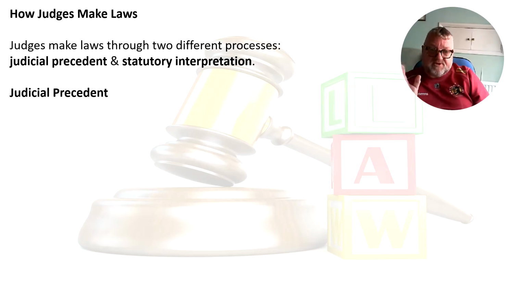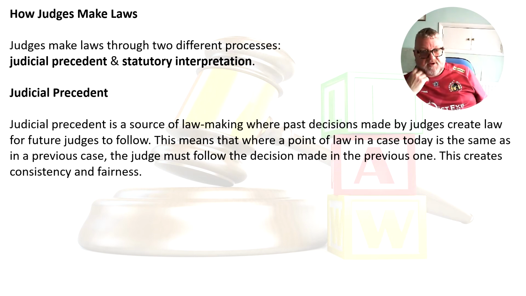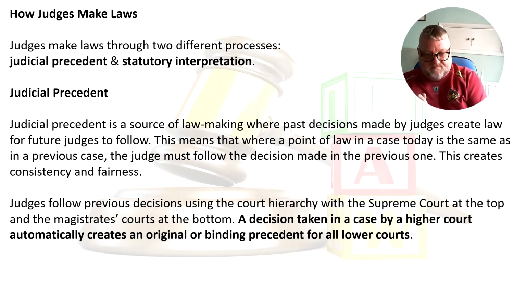Judicial precedent is what I've been talking about for the last couple of minutes. It's a source of lawmaking where you take the past decisions made by judges, and those decisions are effectively creating laws for future judges to follow. Where there's a point of law in a case today, it has to be the same as in a previous similar case, because the judge must follow the decision made in the previous one to make sure that justice is fair for all. Therefore, we're consistent, therefore we're fair.